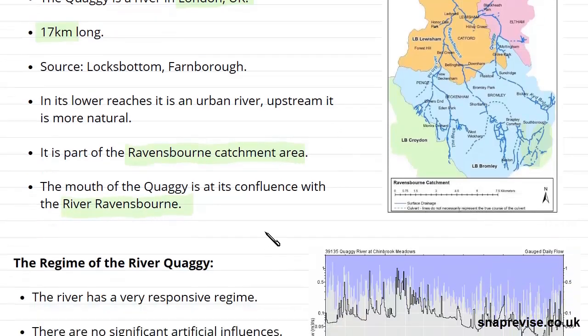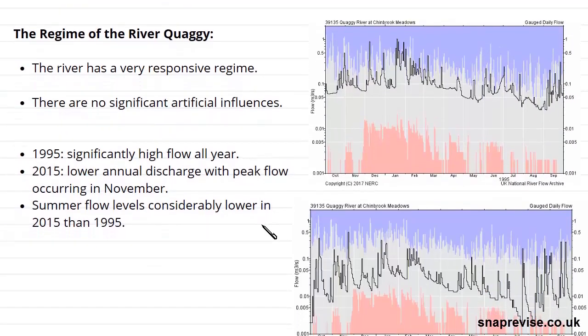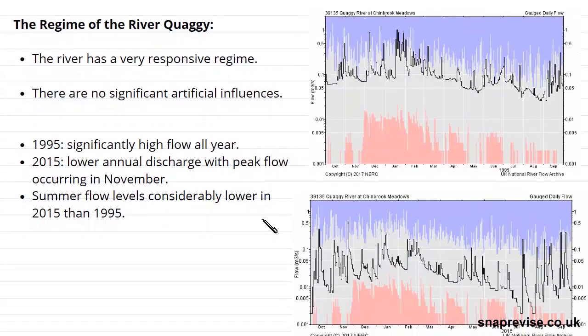Now we're going to look at the regime of the River Quaggy. The river regime, as we will learn from our videos on the water cycle, is the changes in discharge of the river over the course of a period of time, in this case a year. It shows how the discharge changes, and the discharge is how much water is flowing through a particular point at a particular time. This river has a very responsive regime.